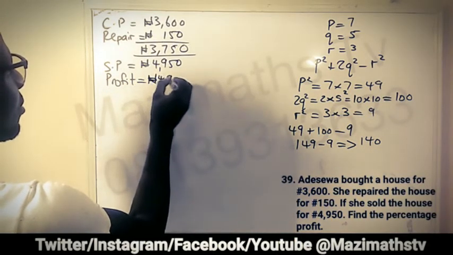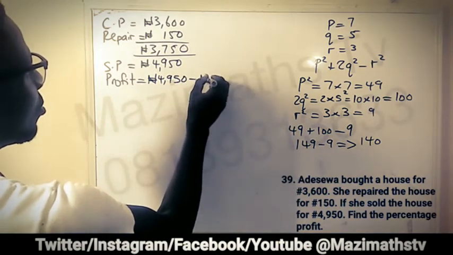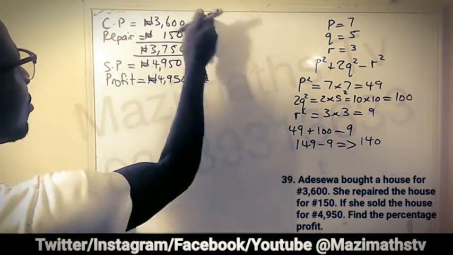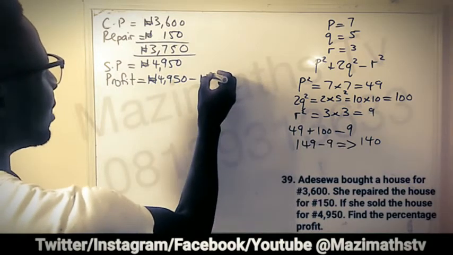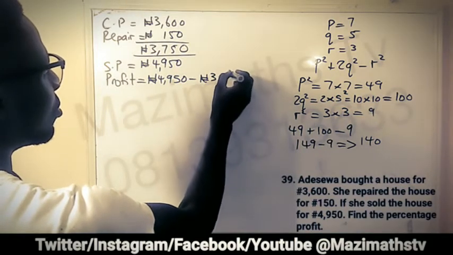That is selling price minus cost price. You know, this is cost price. I don't use 3,000 again. Use 3,750. That is the total money that she spends on that house.